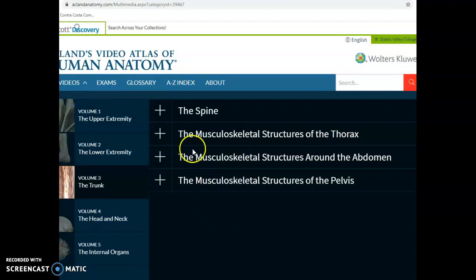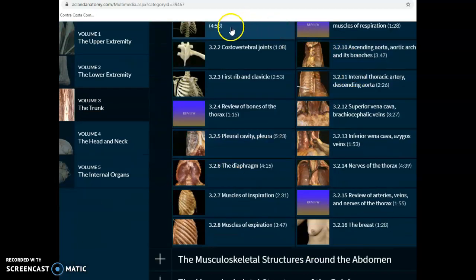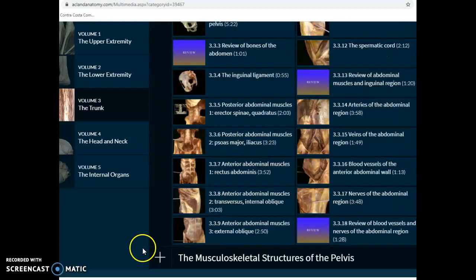Now the second link is taking you here. We're not worrying about the spine yet. But muscle cutaneous structures of the thorax. Scroll down. We've already done all of these right here. We're not here yet. But we talked about the diaphragm, the muscles of inspiration, and the muscles of expiration. So look at those. Same thing here.